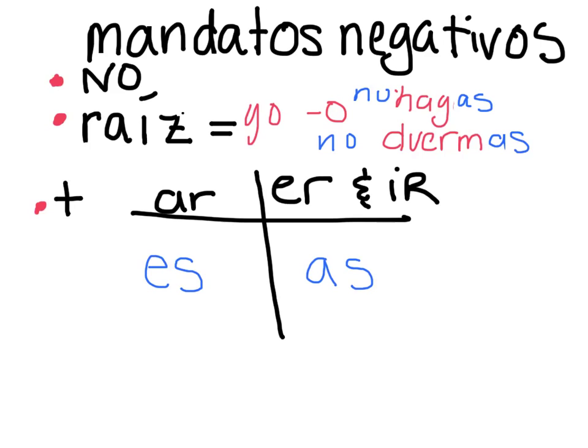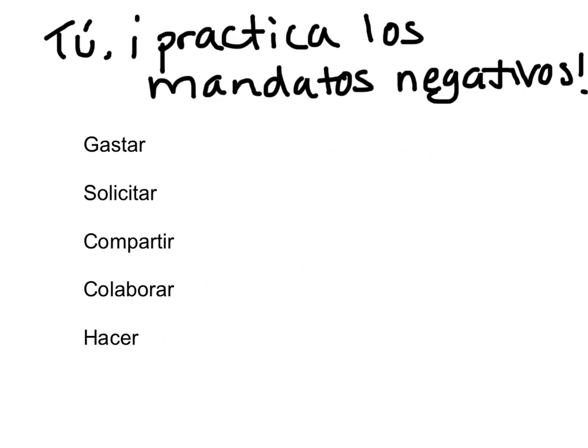Let's go back to our friend hablar. So here we have no hables, would be an example there. So really, really very different. We had habla was the positive command, and our negative command is no hables. Drastically different. So we have opposite vowel plus the S.